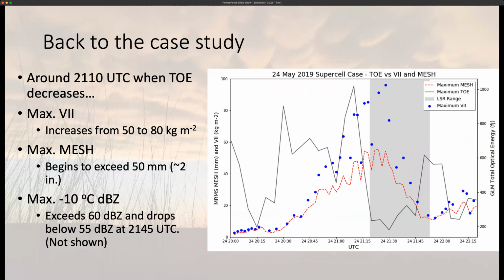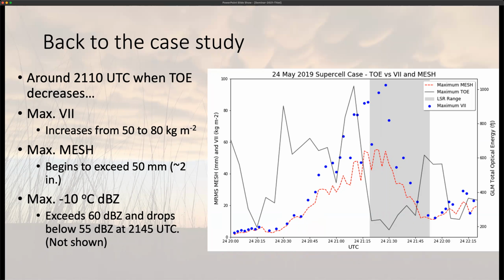So when going back to our time series plot, the faded black line is now the total optical energy, reappearing there again, with the units in the table there on the right-hand side. On the left-hand side, though, this is looking at the MRMS mesh along with vertically integrated ice. They do have different units, but they're on the same table just to help consolidate the plot.